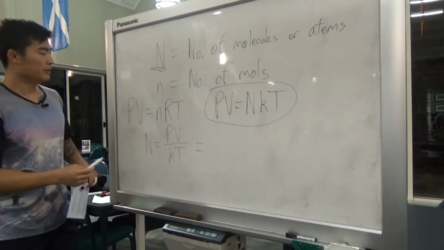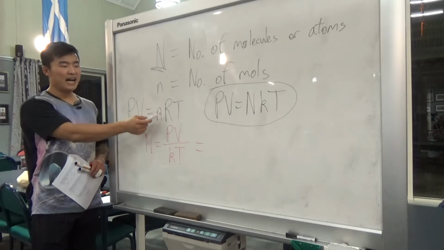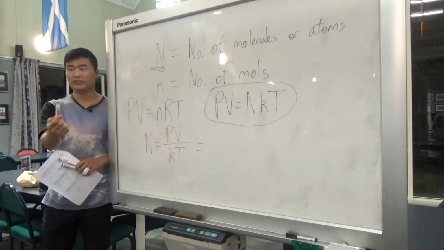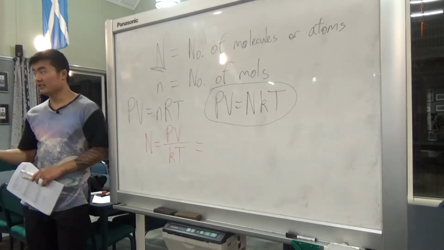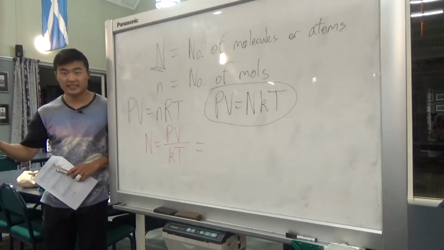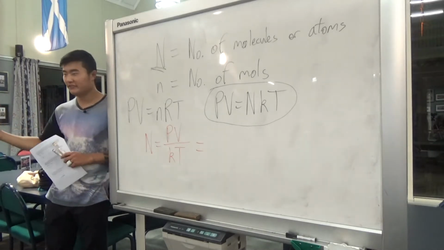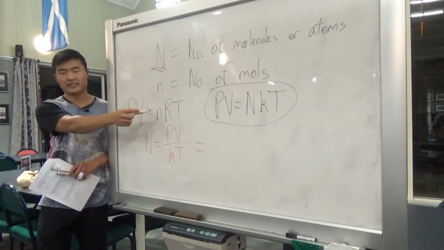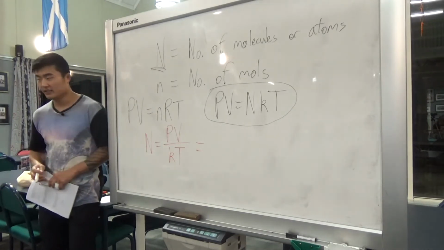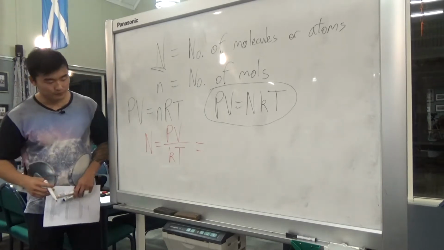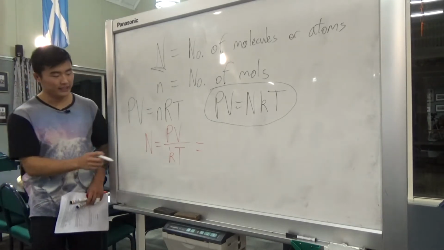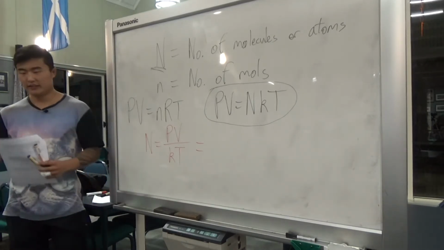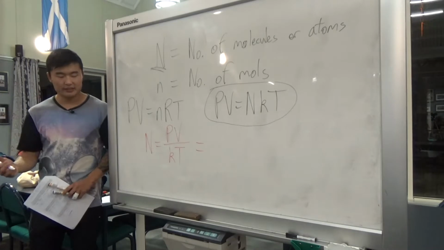Remember that R is your constant, 8.3. So for physics, you just need to use 8.3. You don't need to use 8.314 like chemistry. I don't know why they do that, because some values they use more significant figures and some they use less. But anyway, for R in physics, you can just use 8.3, not 8.314. And then K is 1.38 times 10 to the negative 23.